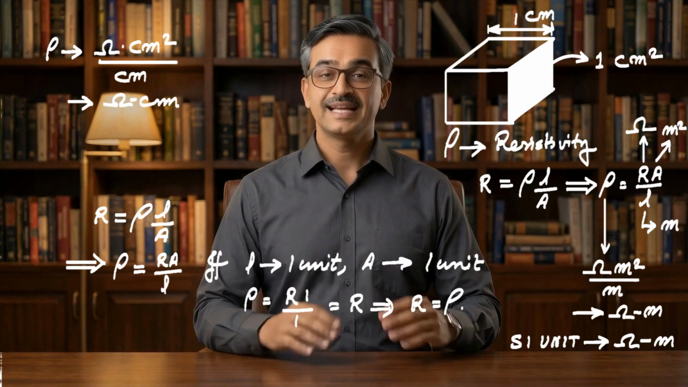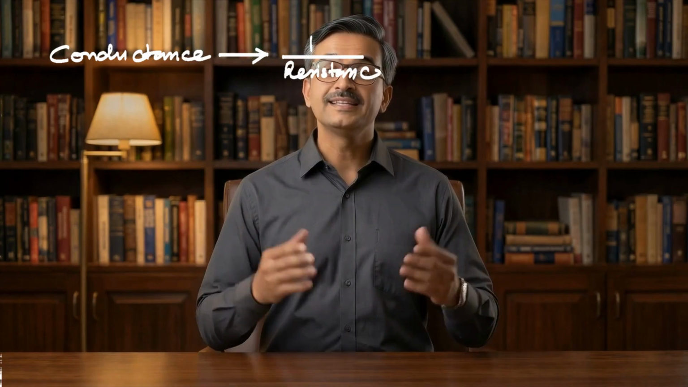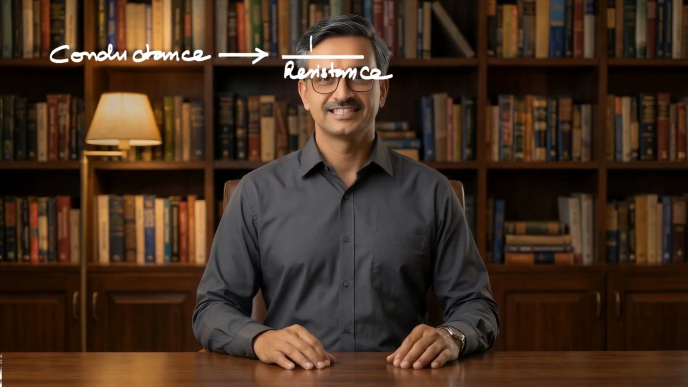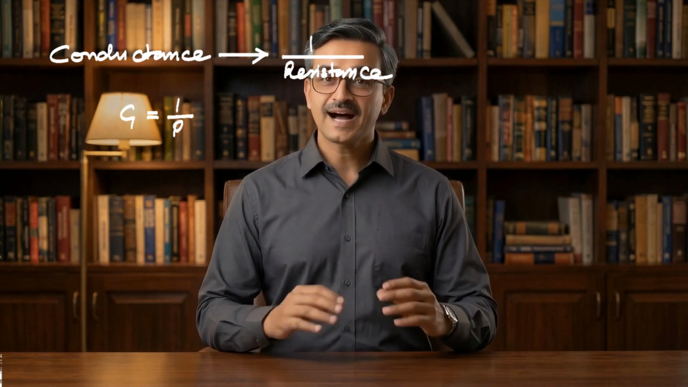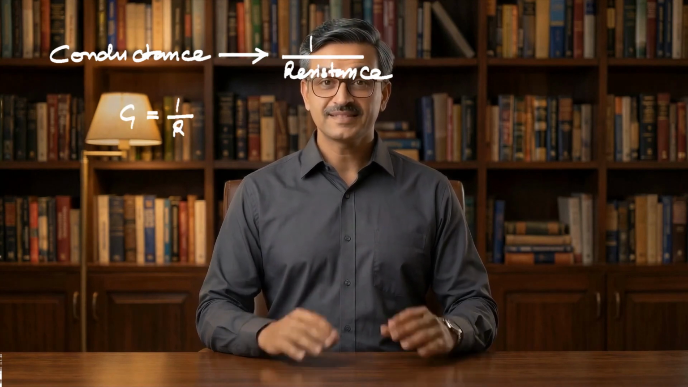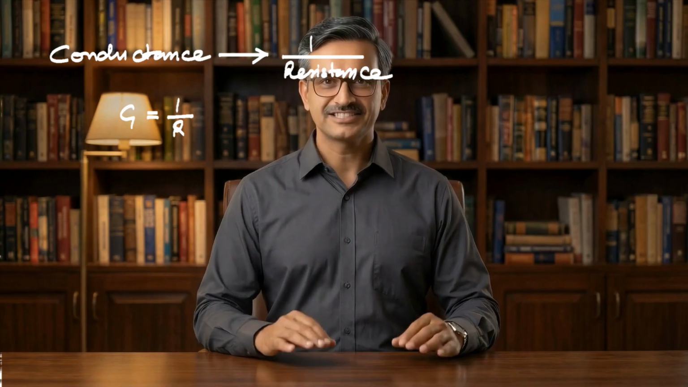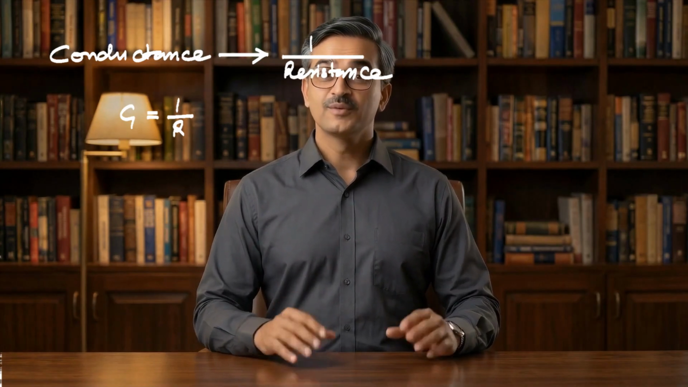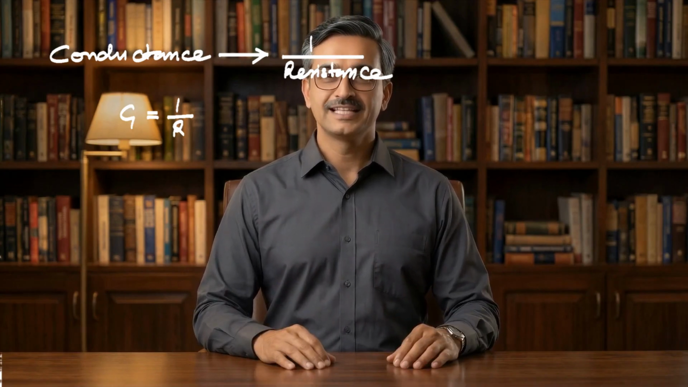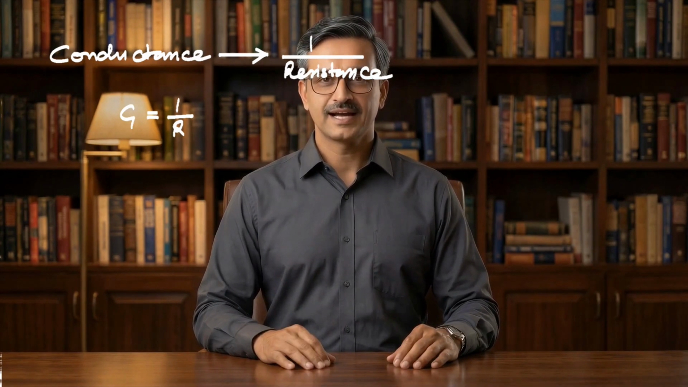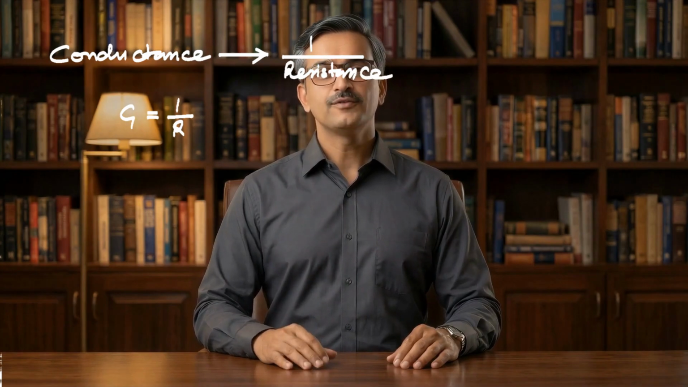Now let us move to the next concept, that is conductance. What is conductance? The reciprocal of resistance of a conductor is called conductance. So if a conductor has resistance R, then its conductance G is equal to 1 by R. Very simple. Now understand the meaning. Resistance is the opposition to current flow, but conductance is just the opposite. It tells how easily current can flow. So higher conductance means easier flow of current.